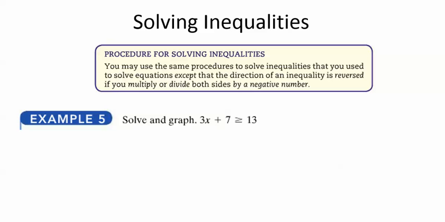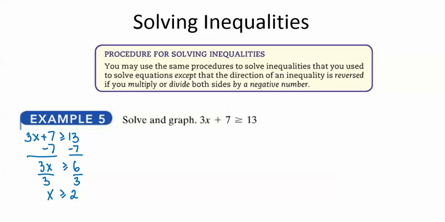But first, let's just take a look at a simple example applying the procedures for solving equations to solving an inequality. So we begin with 3x plus 7 is greater than or equal to 13. If I were solving an equation, I'd subtract 7 from both sides. Then I would be left with 3x is greater than or equal to 6. Divide both sides by 3. Again, not a negative number, so nothing out of the ordinary here. And I would end up with x is greater than or equal to 2.